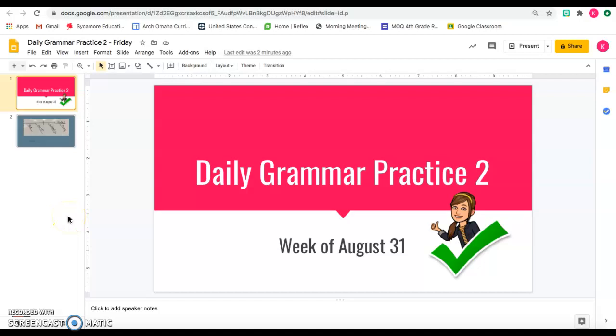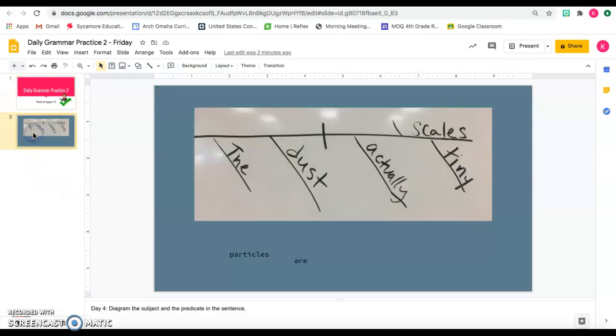Hey you guys, we are on our final day of our DGP number 2 using this sentence: the dust particles are actually tiny scales. So on this last day of DGP, we are going to diagram the subject and the predicate in the sentence. And in your slides you can see that the diagram is all set up. We just need to put the subject and predicate, which are located below, in the correct spots.